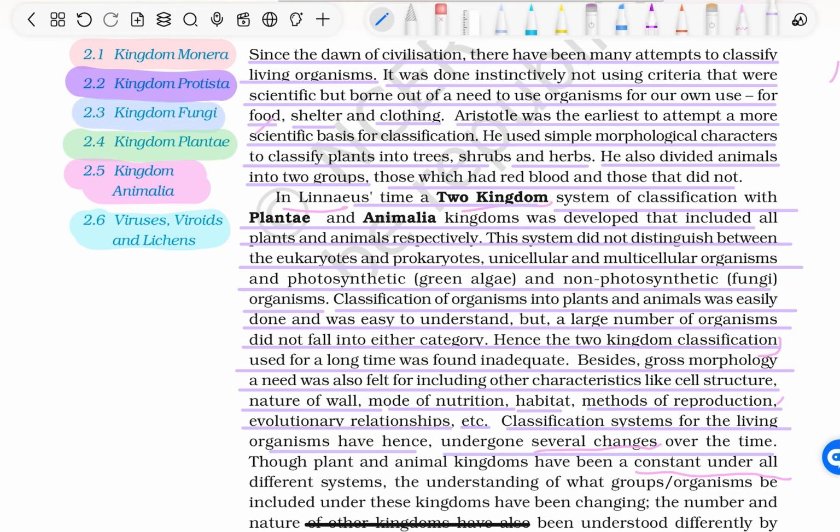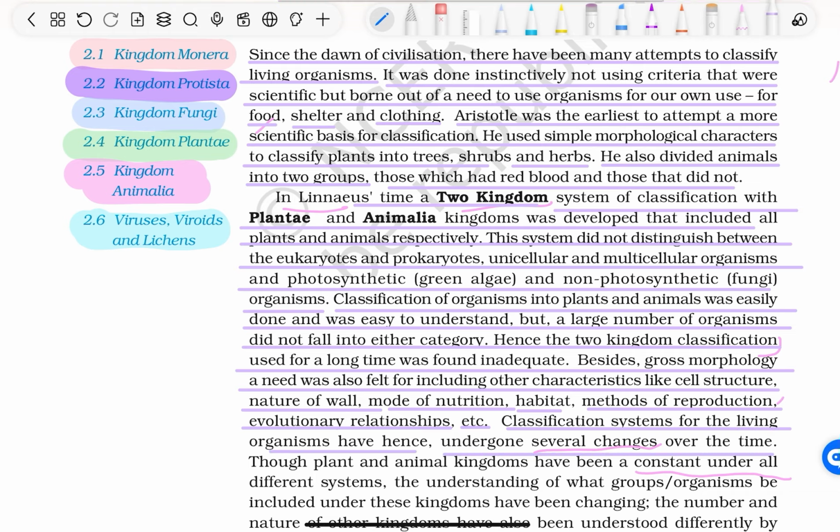R.H. Whittaker, in 1969, proposed a five-kingdom classification. The kingdoms defined by him were named Monera, Protista, Fungi, Plantae, and Animalia. The main criteria for classification used by him include cell structure, body organization, mode of nutrition, reproduction, and phylogenetic relationships. Table 2.1 gives a comparative account of different characteristics of the five kingdoms.